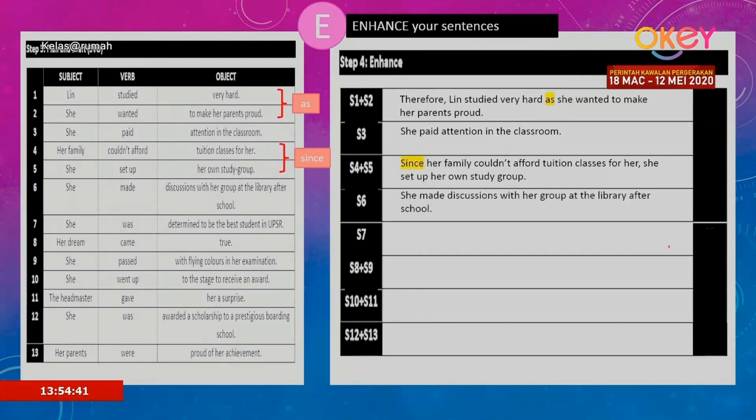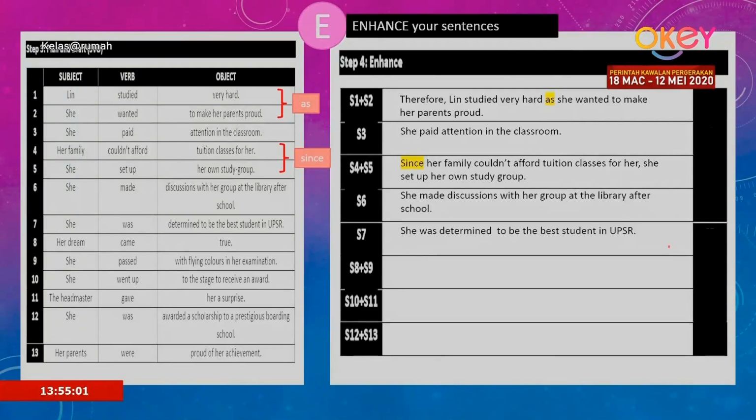Sentence number 6, we remain it as a simple sentence. She made discussions with a group at the library after school. Same goes to sentence number 7. She was determined to be the best student in UPSR. So we remain sentence 7 as a simple sentence.